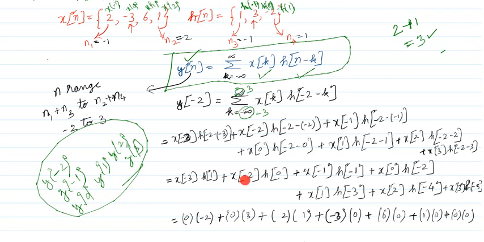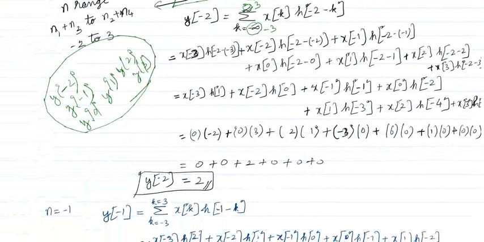Then what is x of minus 2? X of minus 2 is not there, so it is 0. What is h of 0? It is 3. What is x of minus 1? X of minus 1 is 2. What is h of minus 1? It is 1. Similarly, what is x of 0? X of 0 is 3. Then what is h of minus 2? H of minus 2 is not there, so it is 0. Likewise, you can put the values. Okay. So on multiplication, we get y of minus 2 as 2.